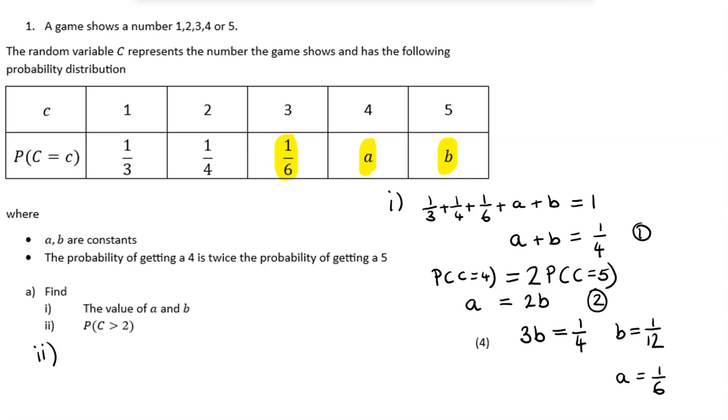So that's going to be a sixth plus A, which we just found out to be a sixth, plus B, which we just found out to be a 12th. And then we're going to add that up to get 5 over 12. So there's a part B to this question, so let's look at that next.